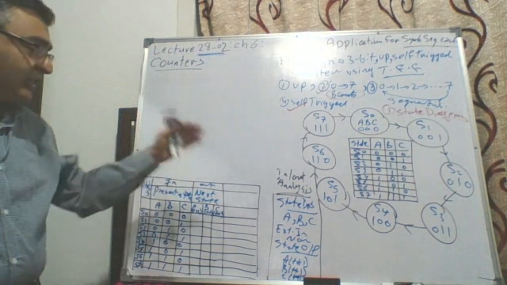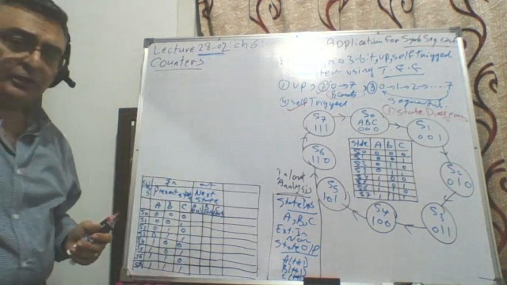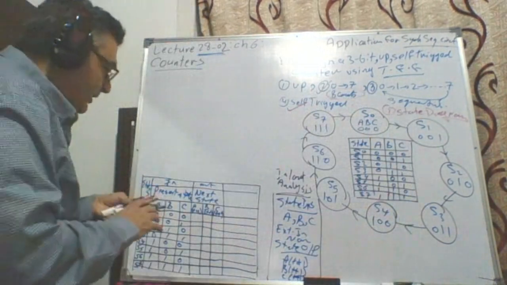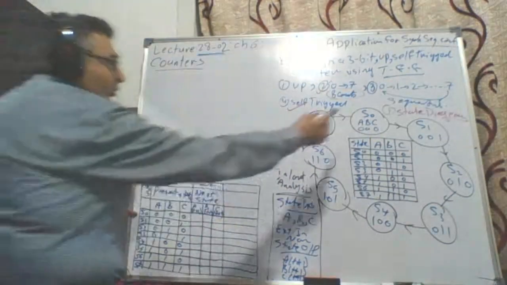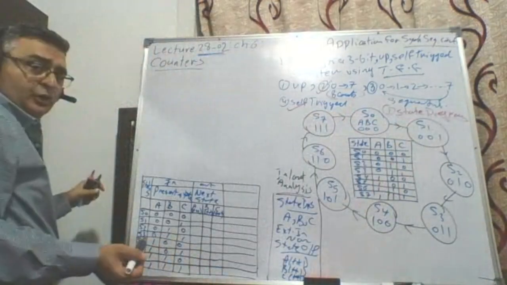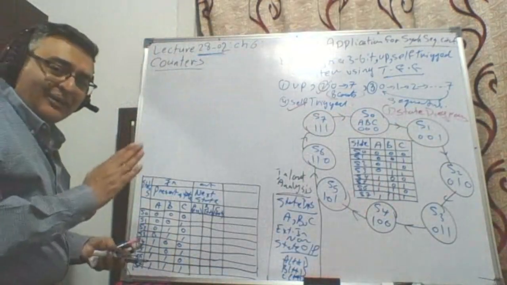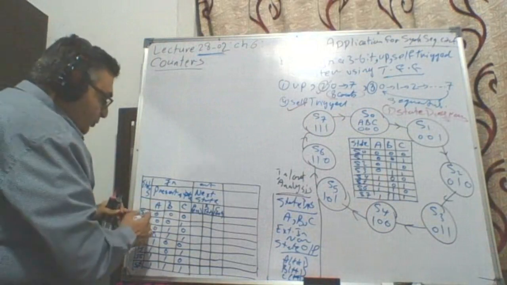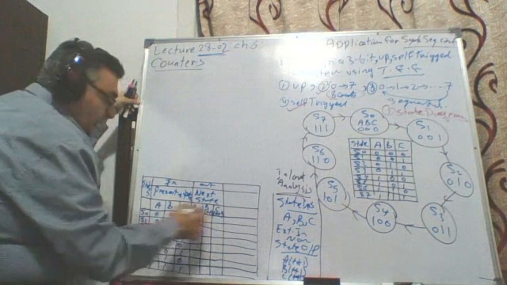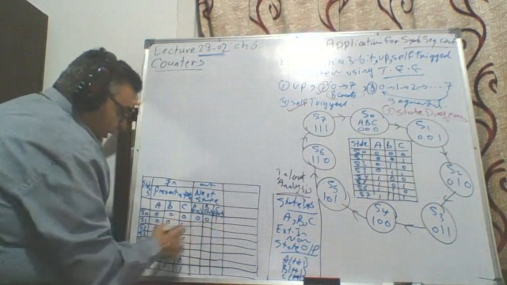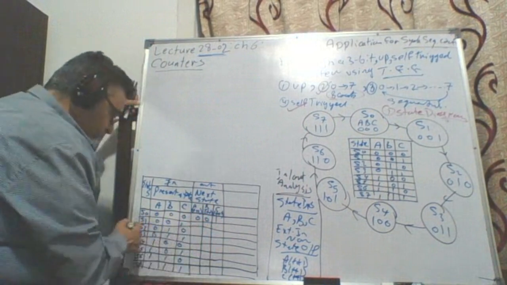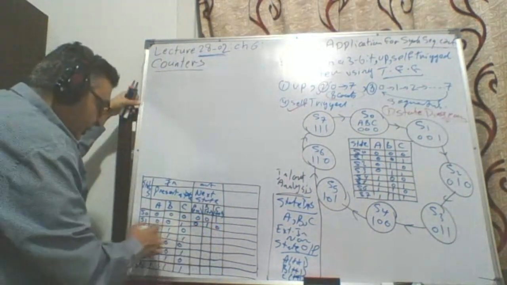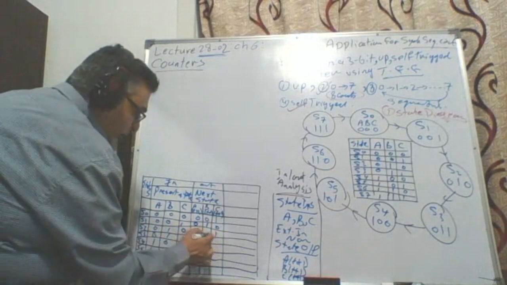How is this circuit transitioning from one state to the other, according to the state diagram? In the state diagram, if I am in S0, I will go directly to S1 when the clock comes, when the triggering is happening. The trigger here is the clock. So from S0, I will go to S1, which is 1, 0, 0. If I'm in S1, I will go to S2, which is 0, 1, 0. If I'm in 2, I will go to 3, which is 1, 1, 0.